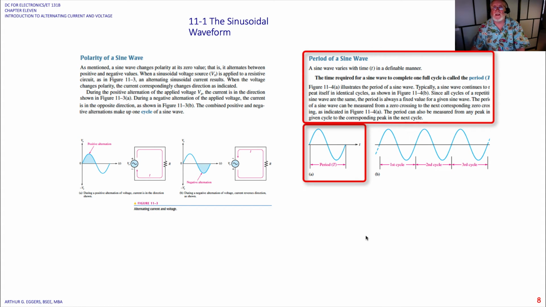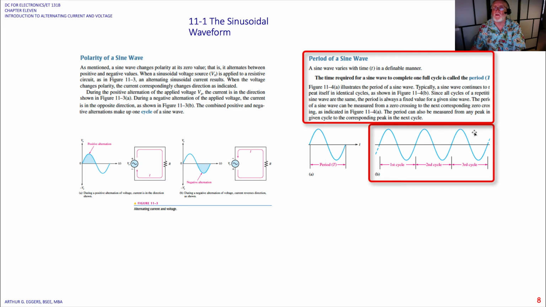So we need to define something called the period, or the periodicity of a sine wave. A sine wave varies with time in a definable manner. We can look at one period or one cycle from 0 to 0, or we can look at it as it occurs over and over and over again, as depicted here in 3 cycles. So the time required for a sine wave to complete one full cycle is called its period.